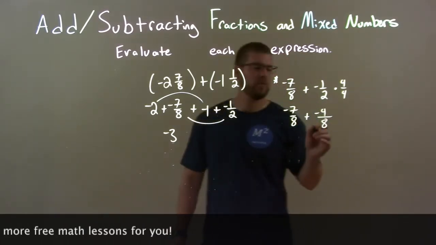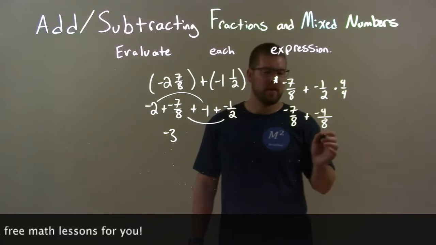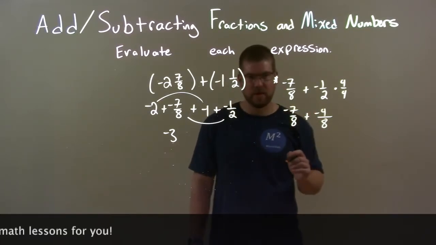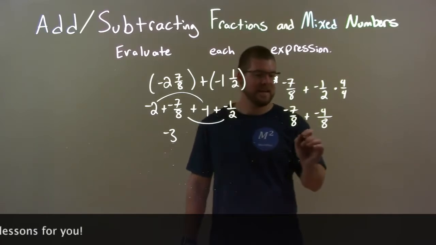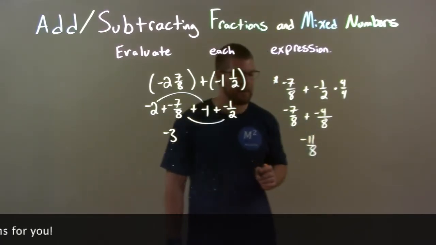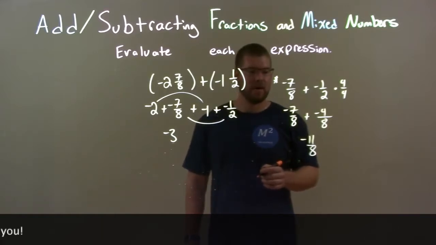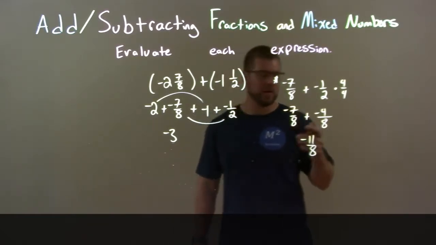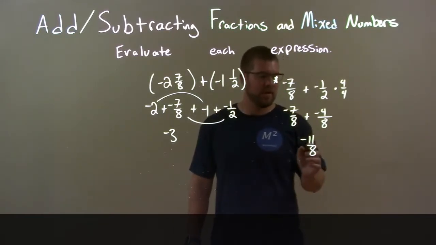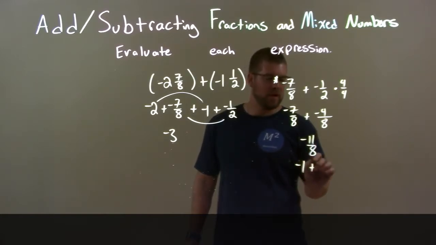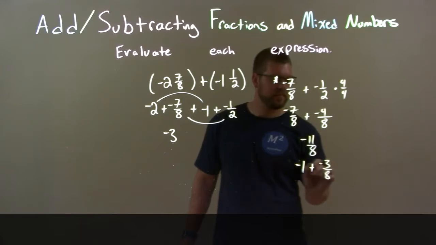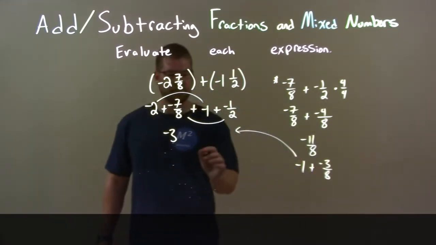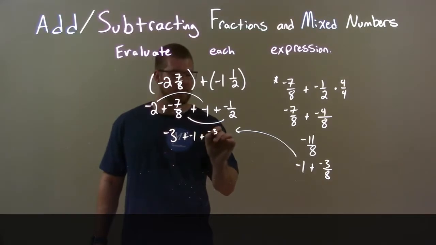Okay. Now we have the same denominator, so we can add the numerators. -4 plus -7 is a -11/8. Okay, so we have -11/8, and now if we want to write that as a mixed number, excuse me, I was getting my words mixed up there. We have a -1 plus, and there's 3 left over because 8 plus 3 gives me 11, so we have a -3/8 there. So now I'm going to bring that over here, plus a -1 plus a -3/8.